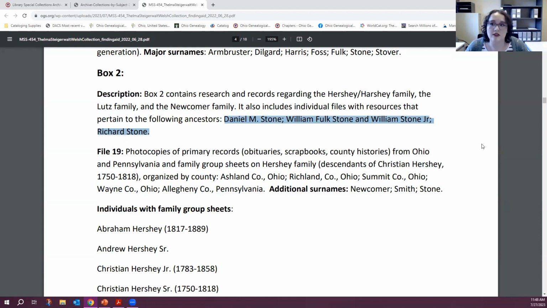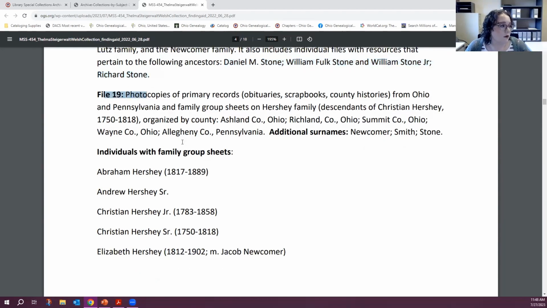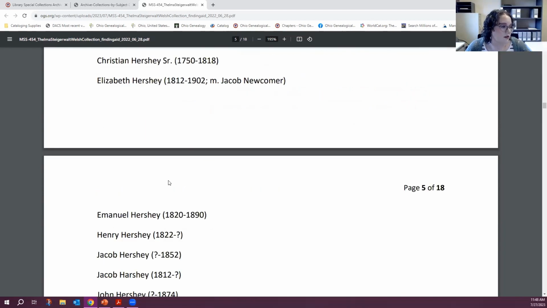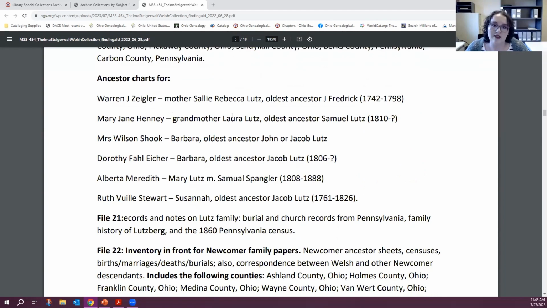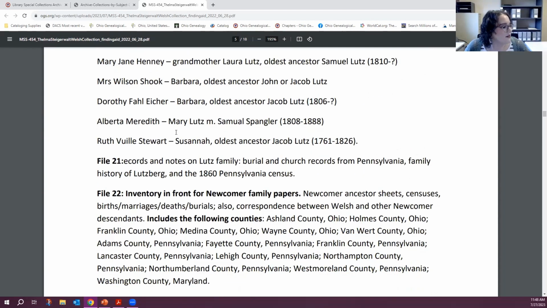So if you were interested in this specific box, when you came to OGS, if you said, I'm interested in MSS 454, box 2, can I see it? Your answer is yes. Also, if you were interested in specific folders or files, you could add a specific file number to that request, and we can just pull one file. You don't have to take the whole box with you. In fact, we probably prefer you do not take the whole box with you.